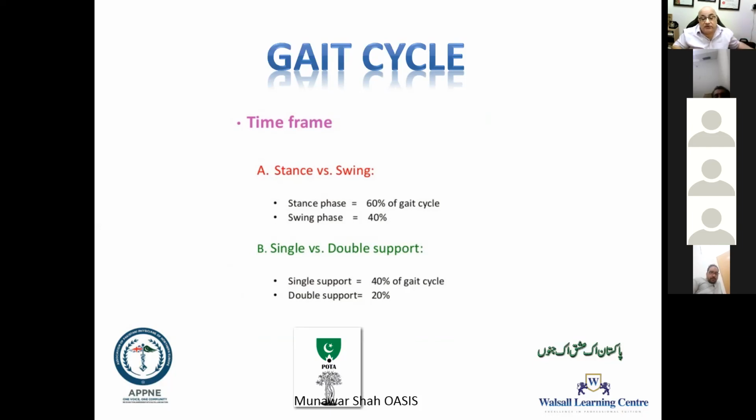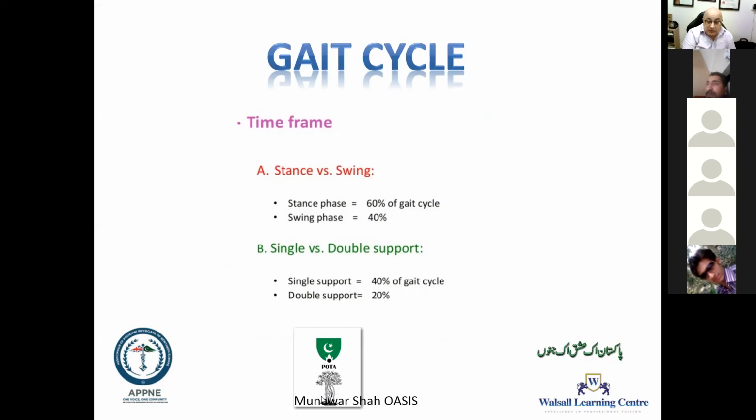So you must also remember there is a single contact and a double contact. Okay, what does that mean? Single, sir, means contact of one limb to the ground, and double means contact of both limbs to the ground. So what part of the gait cycle is this going to be in? Stance phase, sir. Very good.